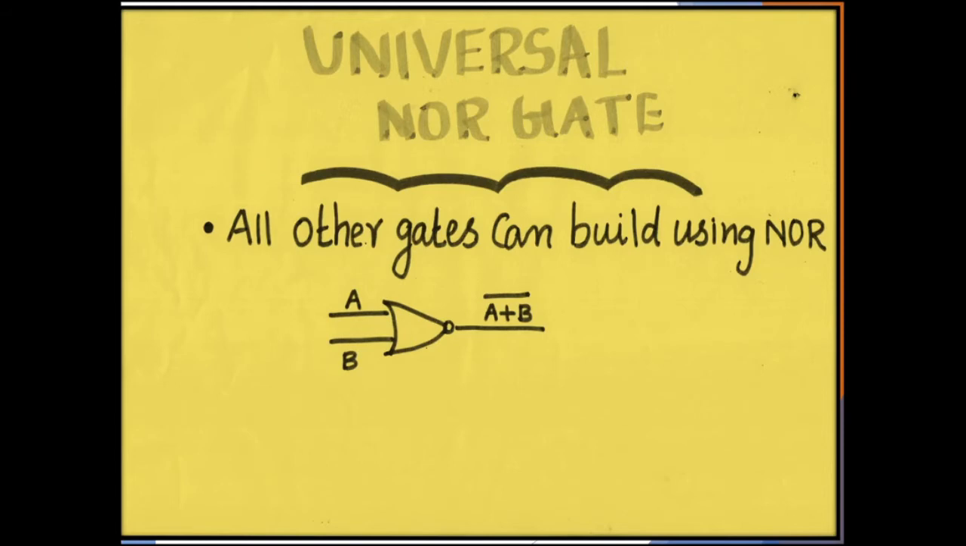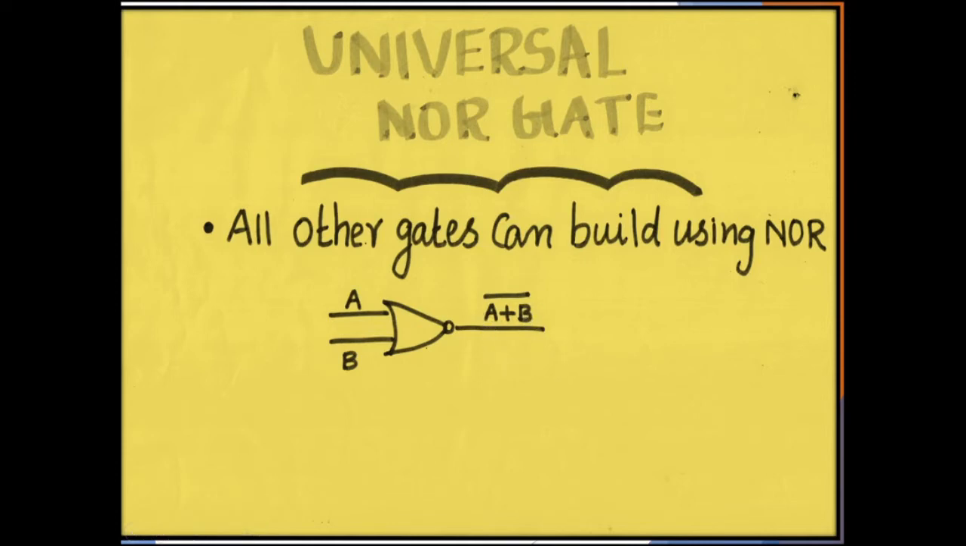As you all know, NOR gate is also known as a universal gate because we can design any digital system using NOR gates only. Can you recall the operation of NOR with A and B as input? Yes, with A and B as input, NOR produces output A plus B whole complement. This is the operation of NOR gate.